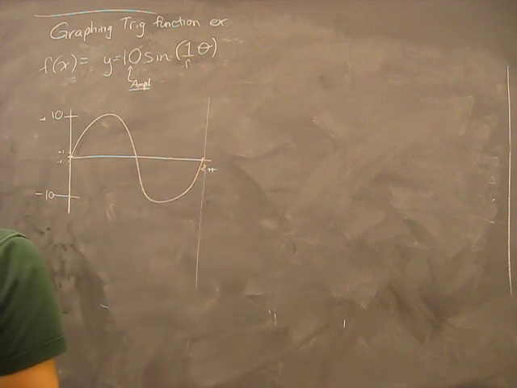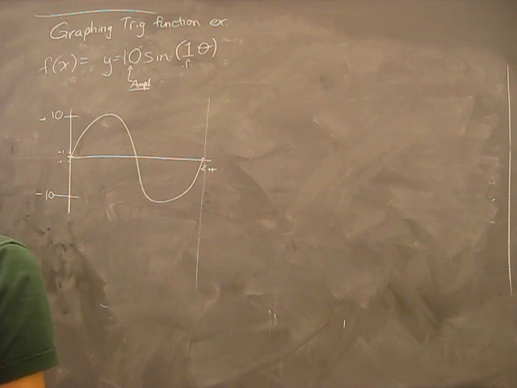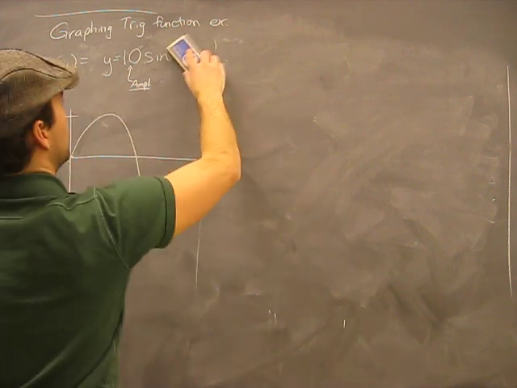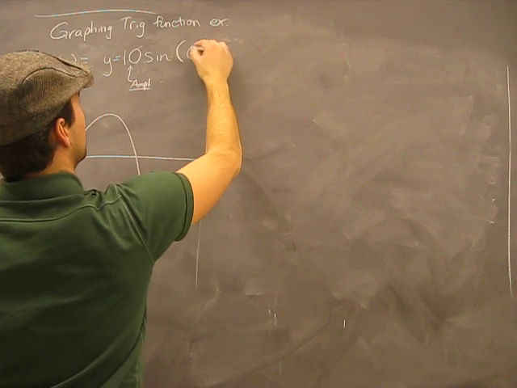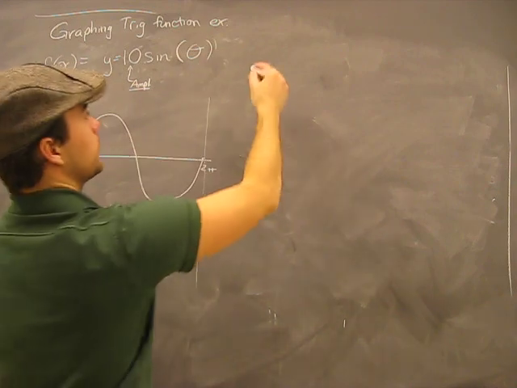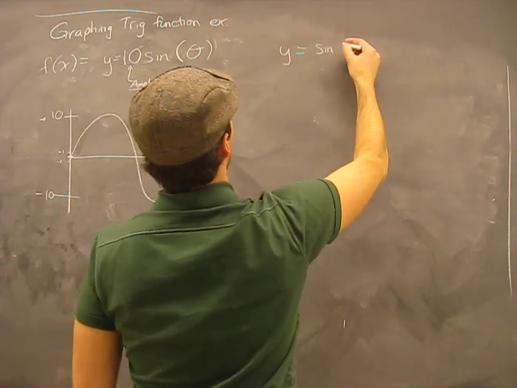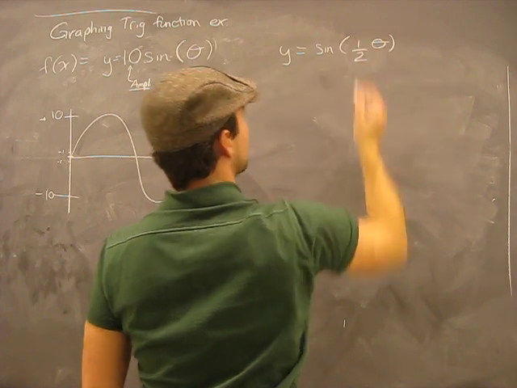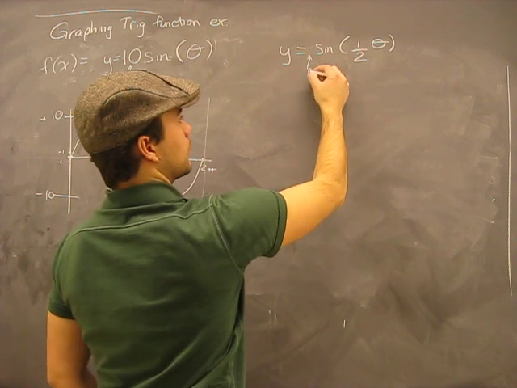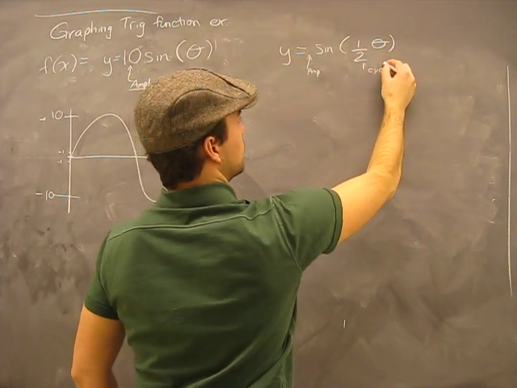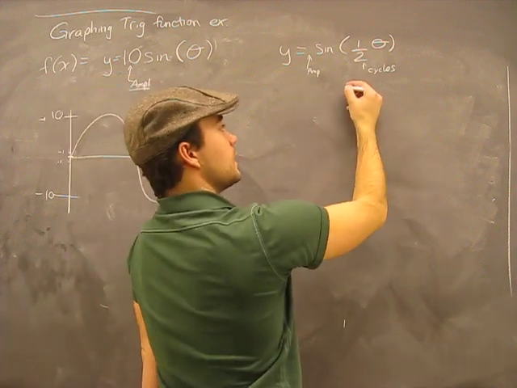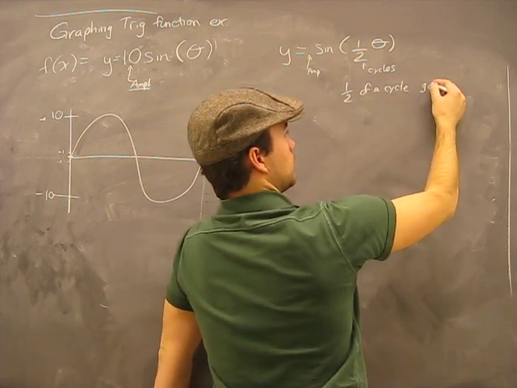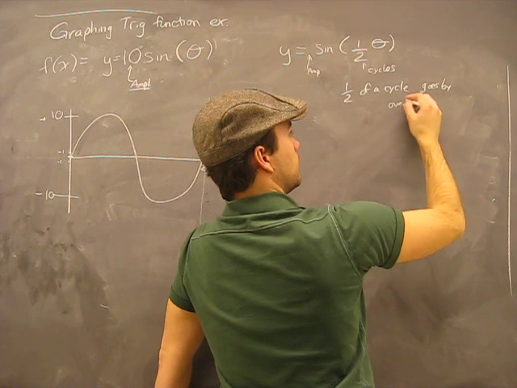Now suppose you had to look at this here. This is what we have. Y equals sine 1/2 theta. Now, instead of dealing with amplitude, we're dealing with cycles. I want you to think about it like this. What we're saying is that 1/2 of a cycle goes by over 2 pi.